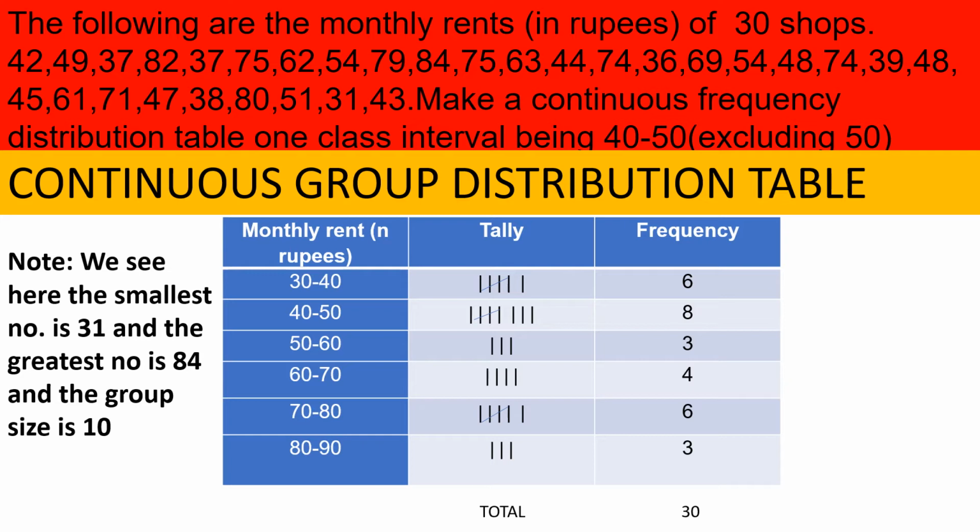This process goes on. After entering all the tally marks, check whether the frequency turns up to 30, because the monthly rents of 30 shops are given over here. Also, don't forget to make a block of 5 in the tally mark. This is how you make the continuous group distribution table.